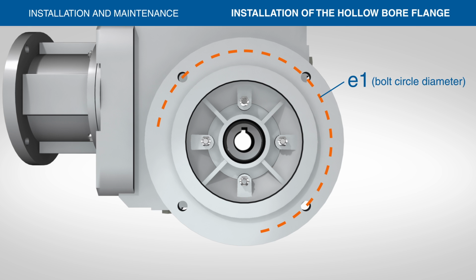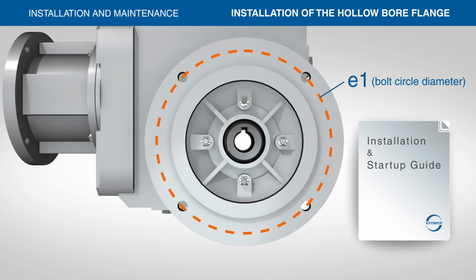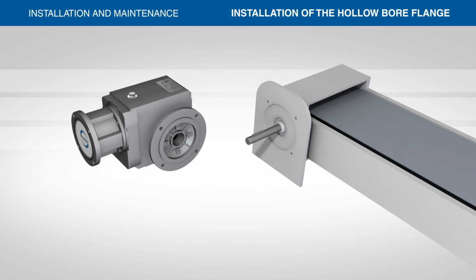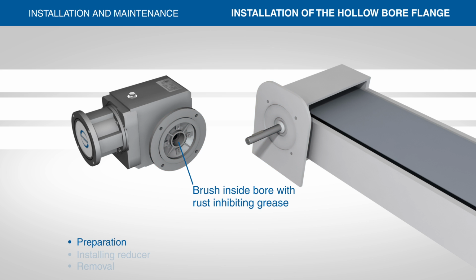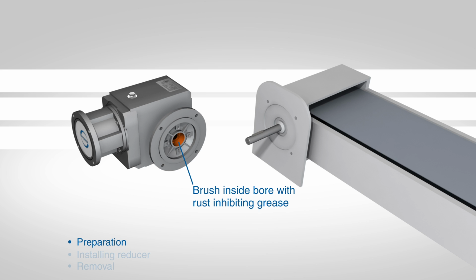The bolt circle diameter dimension E1 and mounting hole configurations are shown in Table 2. Check the bolt circle diameter and mounting hole configuration to ensure proper alignment with the machine mounting surface. If all dimensions are acceptable for interface with the Stober flange, you are ready to install the gearbox on the machine shaft. Before installation, brush the inside of the bore with rust-inhibiting grease.